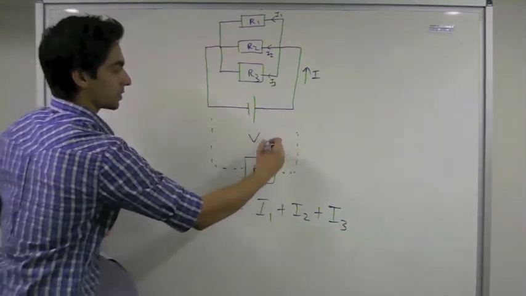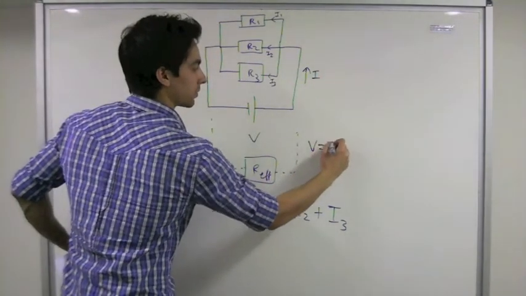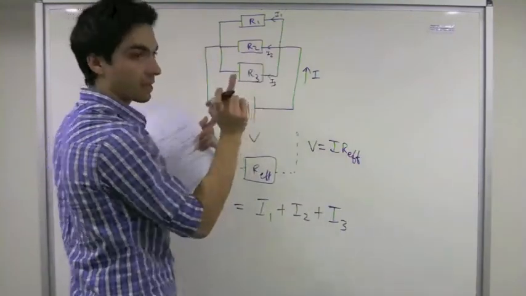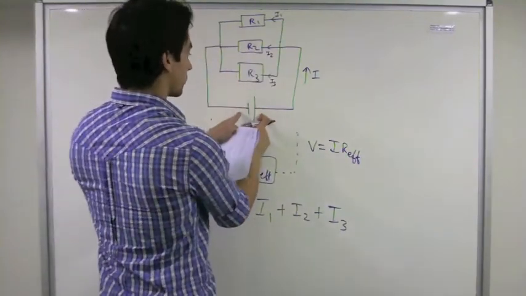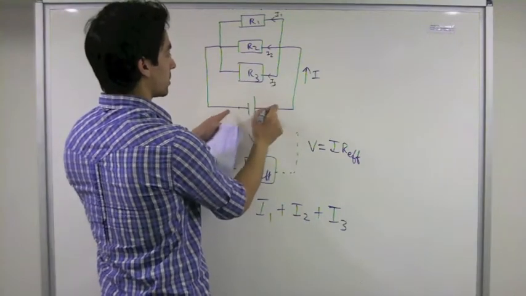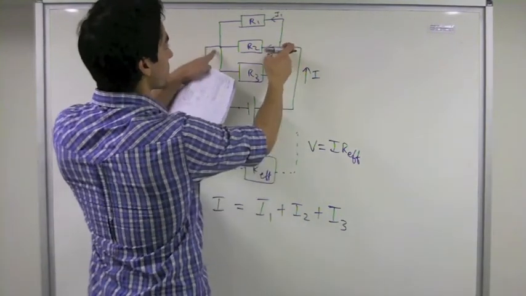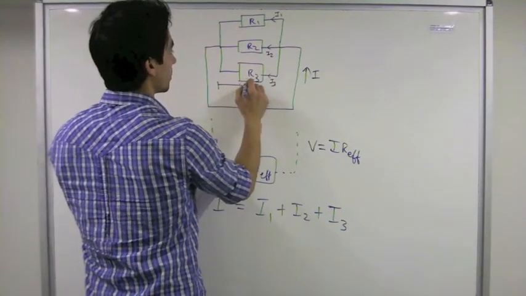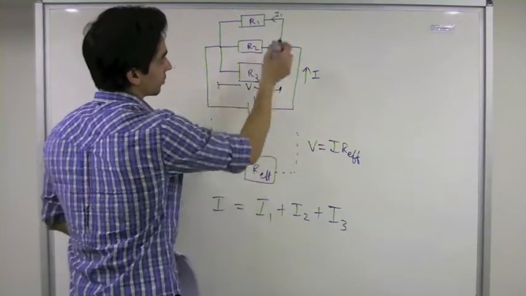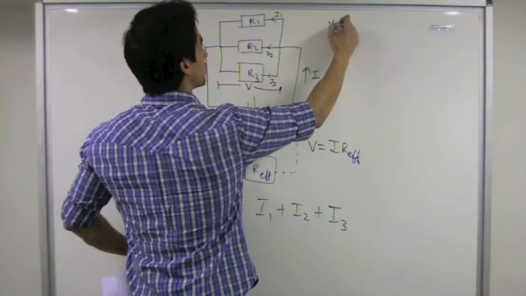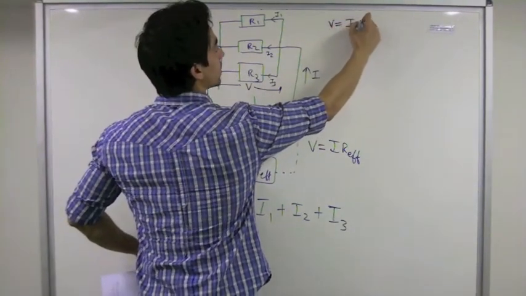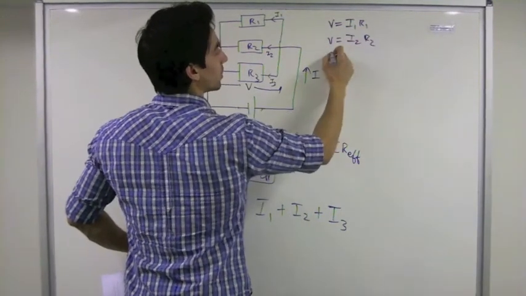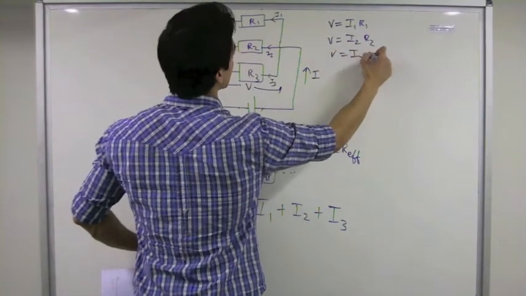And in this circuit here, we know that V equals I R effective. Okay? The potential difference, like I mentioned in the previous case, the potential difference across this battery here is the same as the potential difference between these 2 points. So the potential difference between these 2 points is V as well. Okay? So from that we have V equals I1 R1, V equals I2 R2, V equals I3 R3.